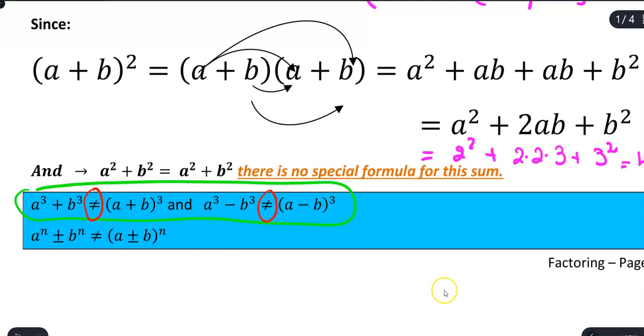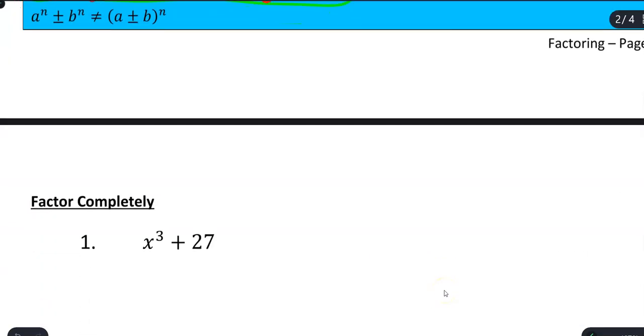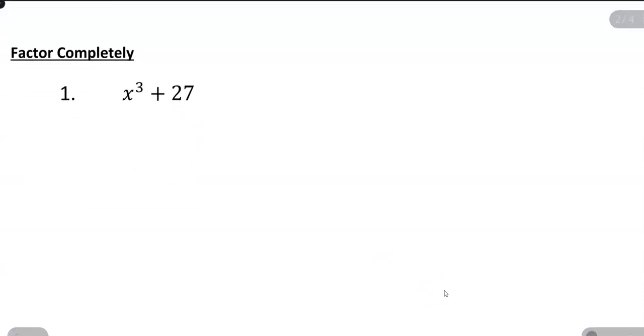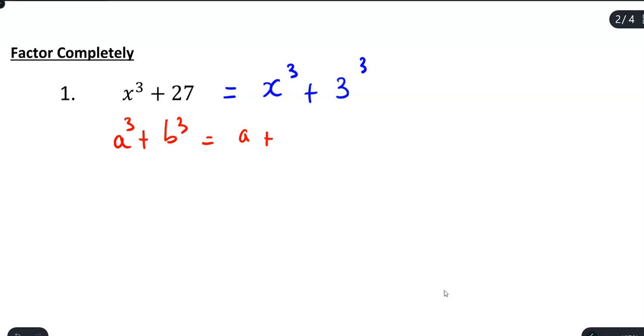Okay, so now let's go into factoring. So if I have x³ + 27, what I'm going to do is write this as x³ + 3³. So it is a sum of cubes, so I'm going to apply the formula: a³ + b³ will be equal to (a + b)(a² − ab + b²) as the formula.